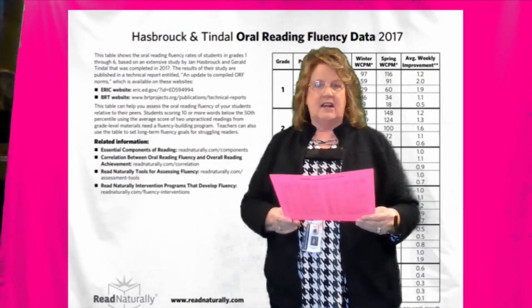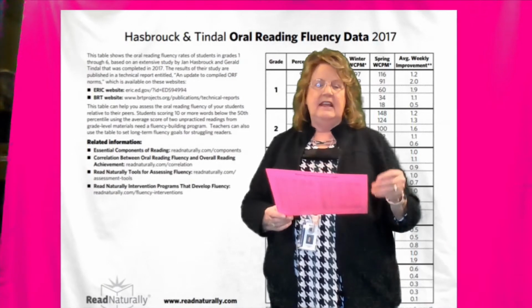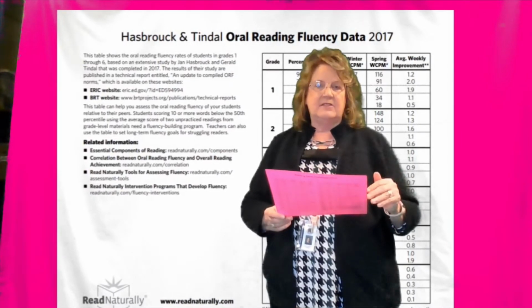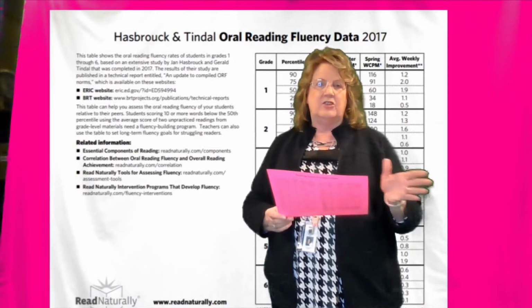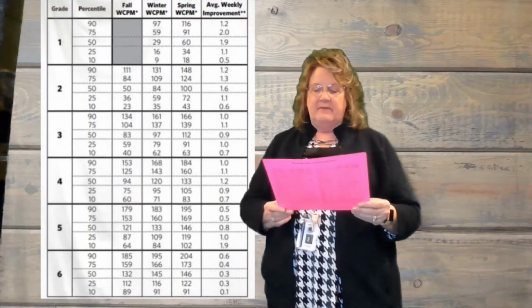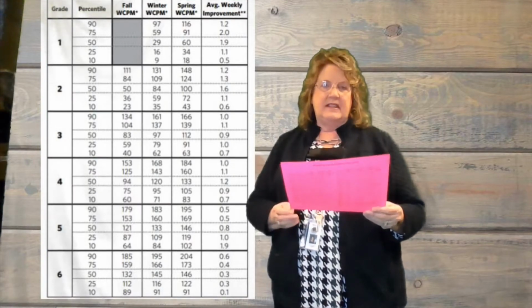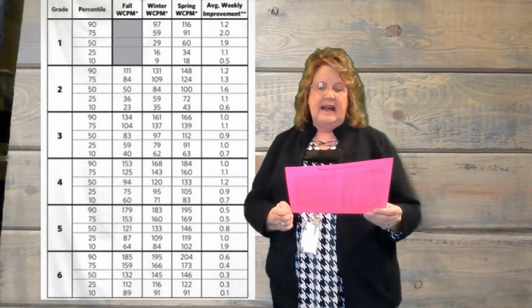Kindergarten does not measure fluency yet because these students are just learning the alphabet, the sounds that go with it, and just beginning to learn to blend words, and they learn all of their sight words that year. So in first, second, third, fourth, fifth, and sixth grade, you will have a fluency goal.